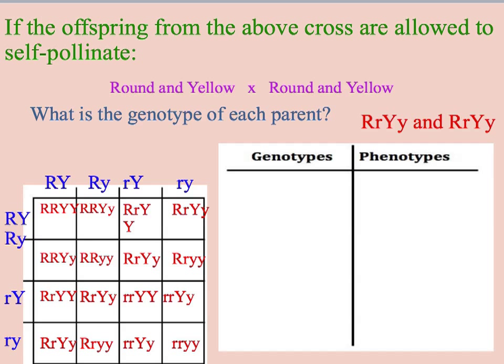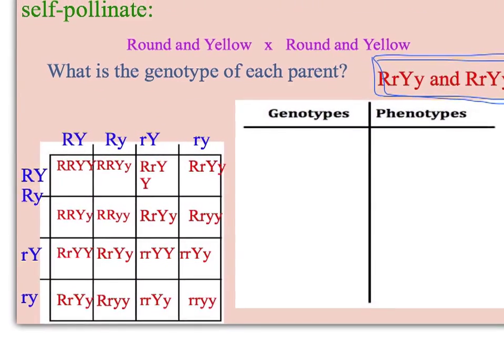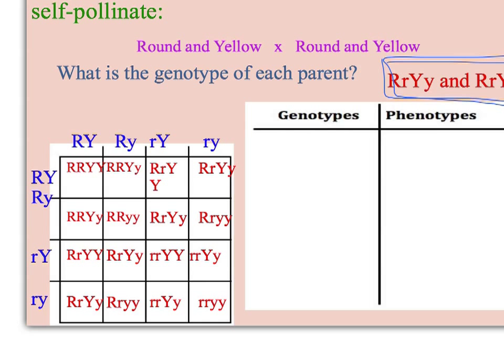Okay, and then he allowed those to self-pollinate. And so he had round and yellow, and remember, this is what we got on the last screen. And here, I actually put the Punnett square here for you, so you can go ahead and fill that in. I went ahead and did that, just because that's not what my focus is right now. Instead, I'm going to look at the genotypes and the phenotypes, because this is definitely a more complicated cross.